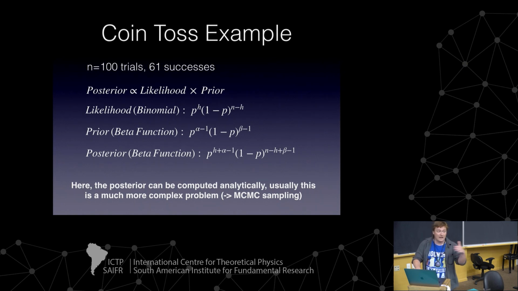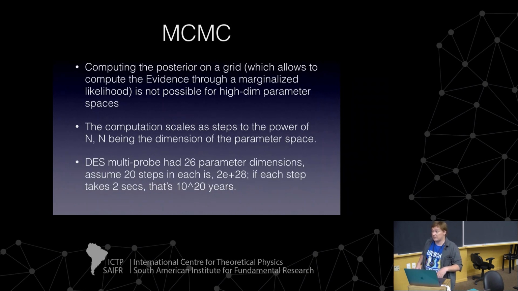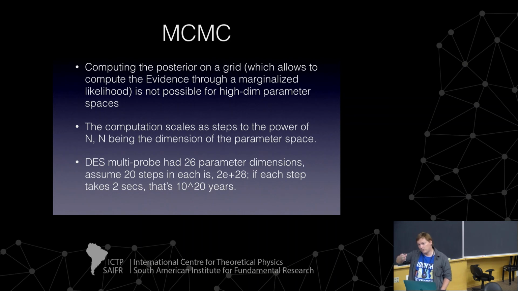And we do that a couple of times, and then we get some kind of chain that is becoming stationary, and then that is our best guess for the posterior. Okay, so computing the posterior on a grid, which allows you to compute the evidence, the denominator, through some marginalized likelihood, is usually not really possible in a high-dimensional parameter space.